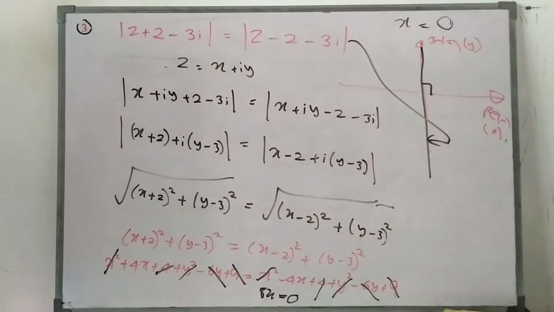Therefore you can see x equals 0 means, our x means the real axis, no? x equals 0 means it's perpendicular to the x axis. So surely it's the imaginary axis. So the answer is the imaginary axis.